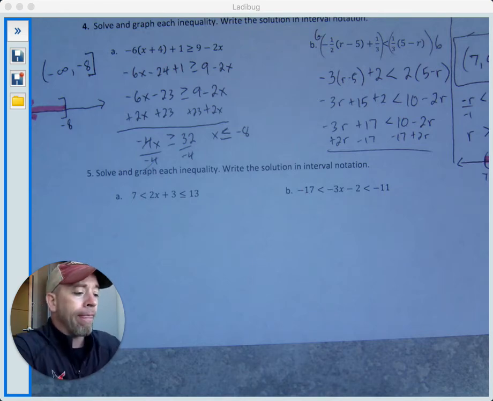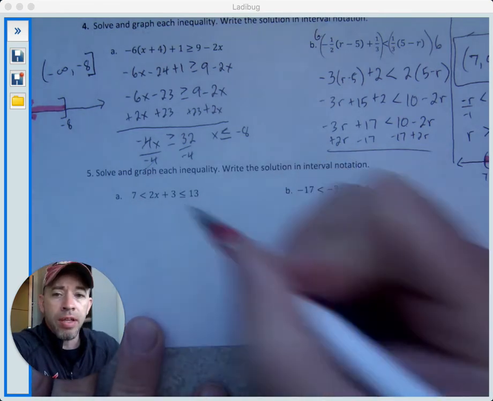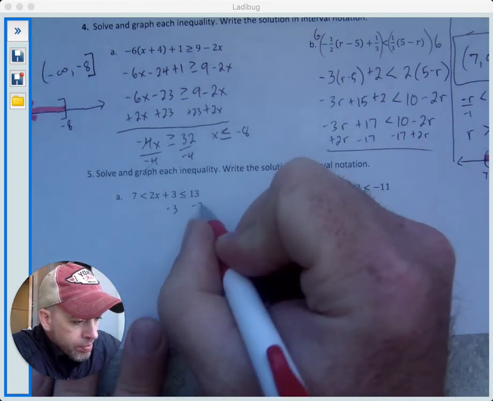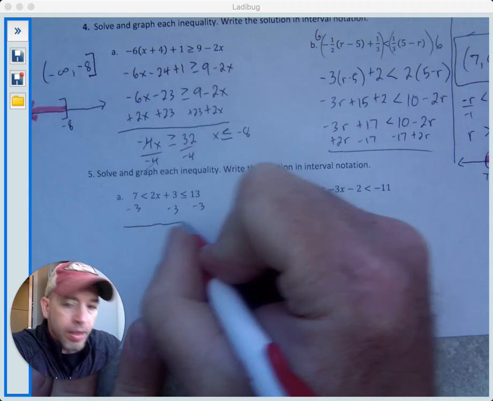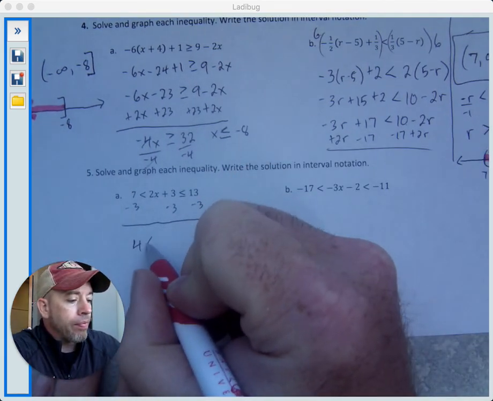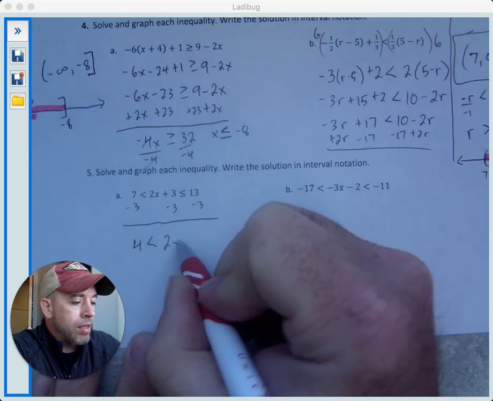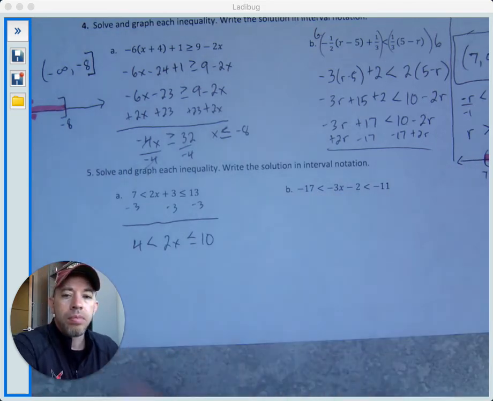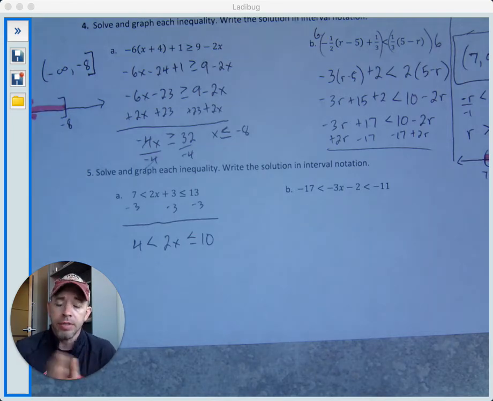So to get x by itself in the middle, I'm going to subtract 3, but I have to subtract 3 from all 3 parts of this inequality. So on the left here we get a 4, in the middle we get a 2x, and on the right we get a 10. So we still have a double inequality. We're always going to have a double inequality until the end, and then we can write interval notation.